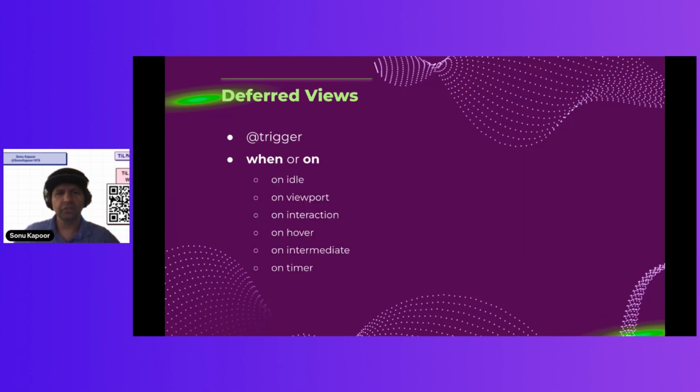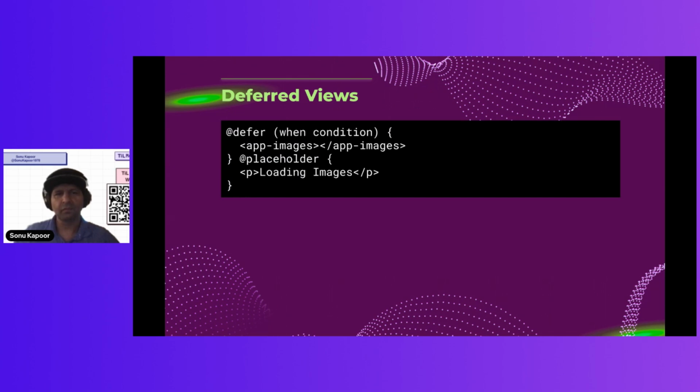So coming to our triggers now, which can be quite useful if you want to use fine-grained control on when the content should appear. These are triggered using when or on. Here's an example. So here we say load the images when some condition is truthy. Keep in mind though that when the condition becomes falsy, then the placeholder will not appear. So it's a one-way interaction.